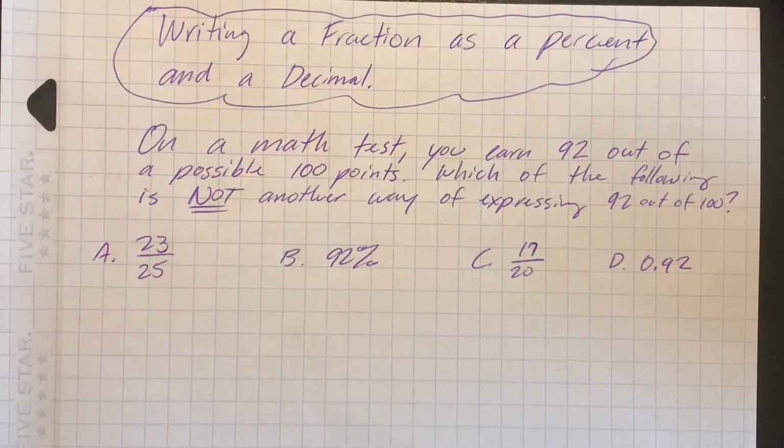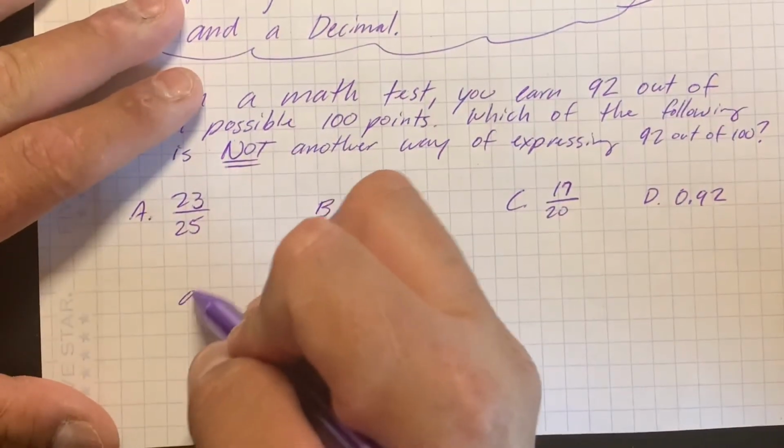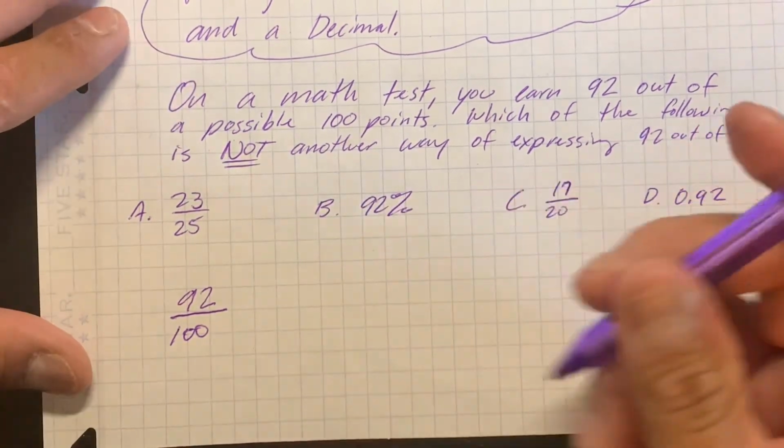Okay. All right, for this one, we're going to write a fraction as a percent and as a decimal. So let's listen to this situation. On a math test, you earn 92 out of a possible 100 points. Which of the following is not, one more time, which of the following is not another way of expressing 92 out of 100?